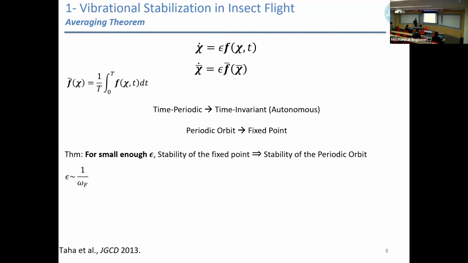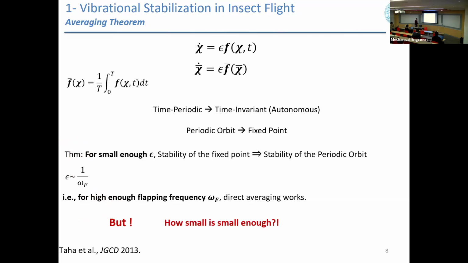So what is epsilon? Epsilon here goes by the reciprocal of the flapping frequency. So for a high enough flapping frequency, hopefully epsilon is small enough, which is the main intuition behind averaging: high frequency vibrations will not affect the body. But the question is, how high is high enough? How small is small enough?